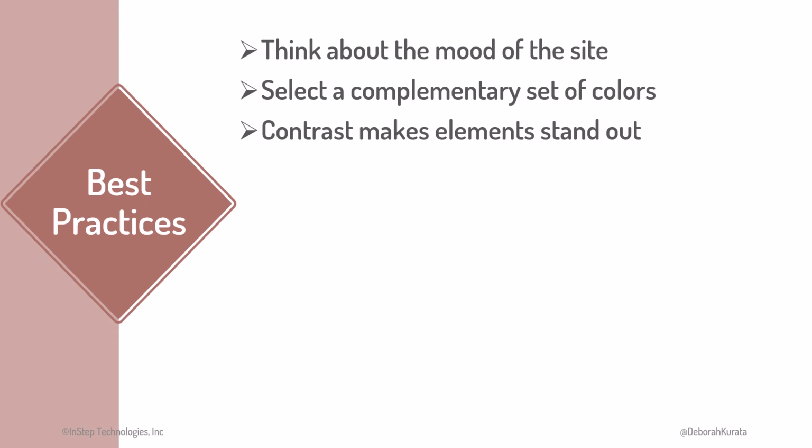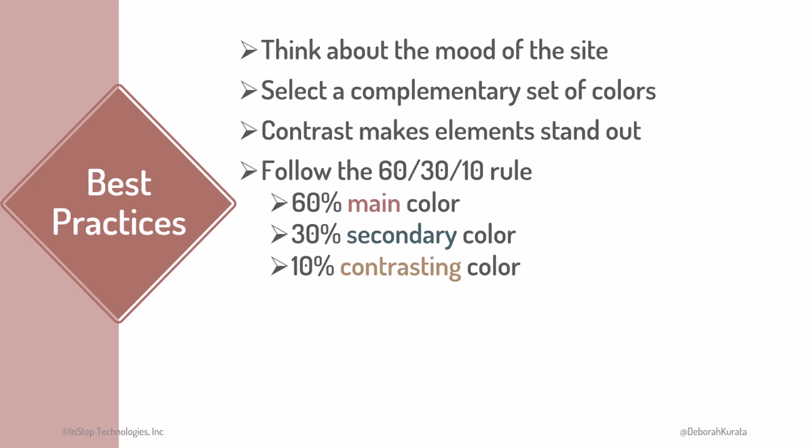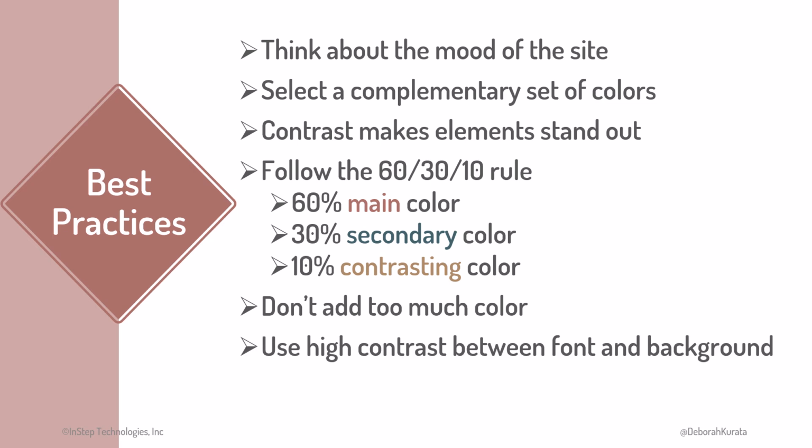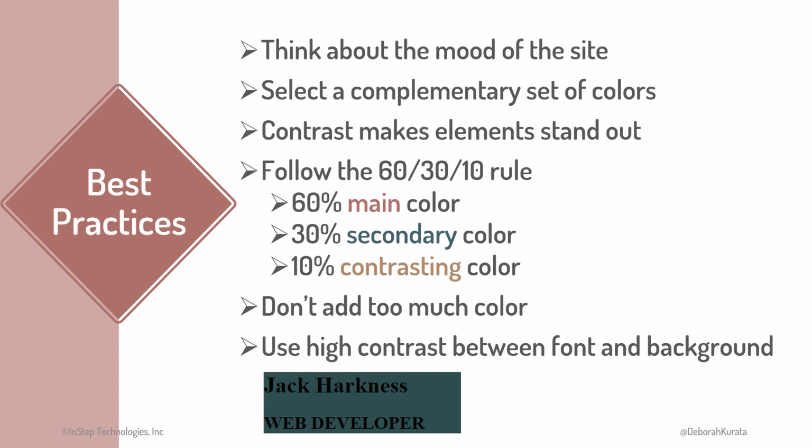Just like those black and white kitchens on any home improvement show, contrast makes elements stand out. There are applications on the web to help you find the best contrast for your color choice. Follow the 60-30-10 rule. Use your main color on 60% of the site, a secondary color on 30% of the site, and a contrasting accent color on 10% of the site. And a corollary to that, don't add too much color as it makes it harder to know what to focus on. Be sure that there is a high contrast between your font color and your background. You don't want the user struggling to read the text.